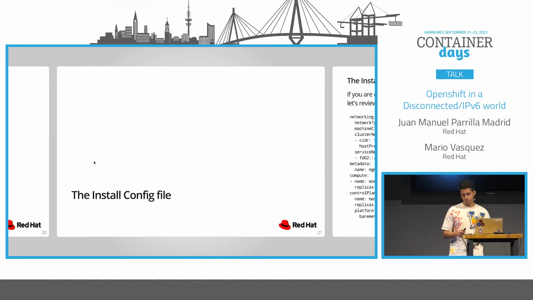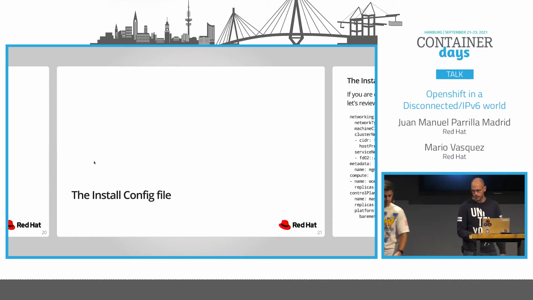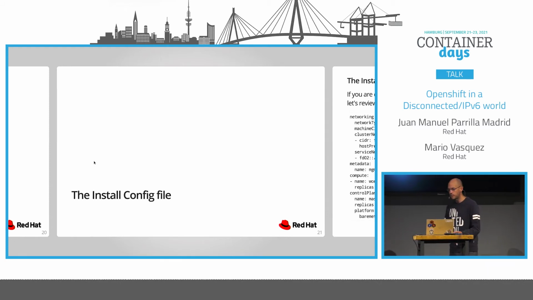I hope it was clear, but now I will hand it over to Juan, who will walk us through the install config file. Okay. The install config file is the main file that we will use to deploy OpenShift. This is a configuration file that we will define in order to put all the things together.